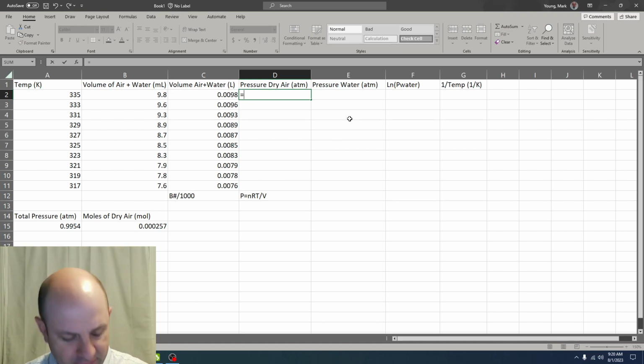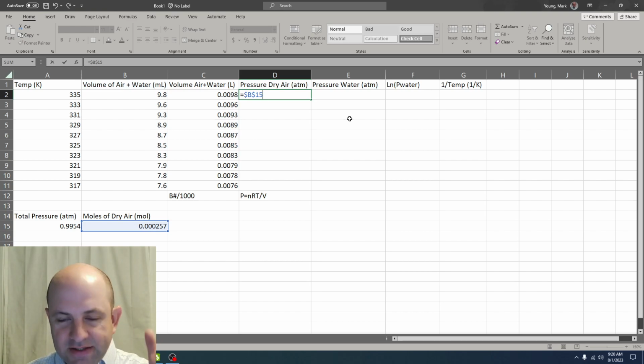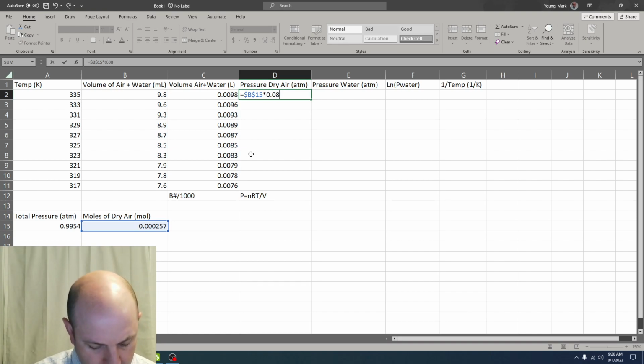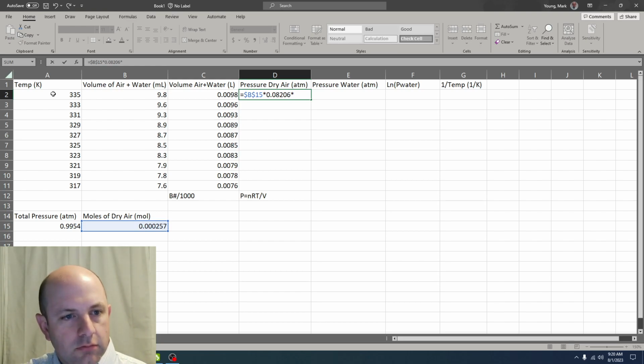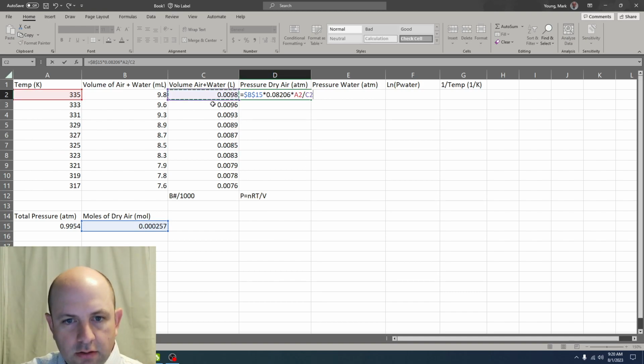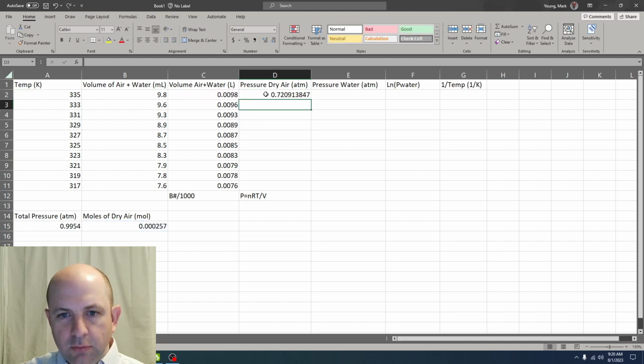So instead of clicking, it's easier to type in $B. That tells it stay in the B column. $15. That means, hey, stay in cell B15. Do not go anywhere. It doesn't move. So it's just cell B15 and then times the gas constant, 0.08206. And then times the temperature. Oh, that's cell A2. And then divide it by the volume. So that'll be divided by C2. If we hit enter, okay, we get a number, 0.7209, and then keep going.